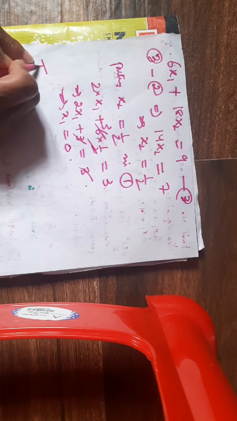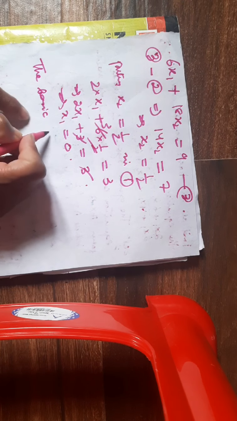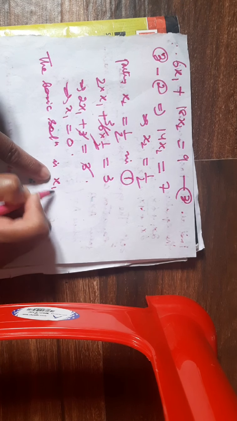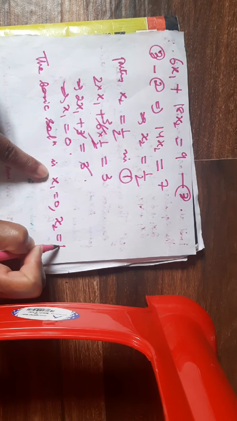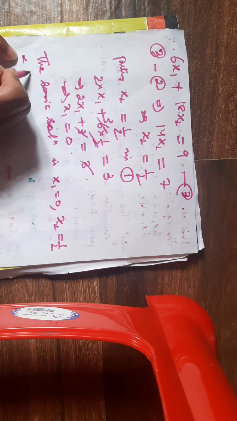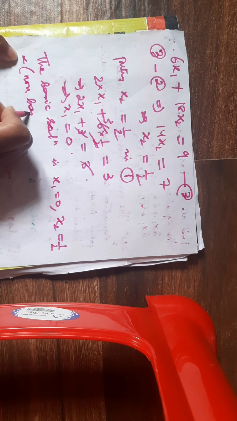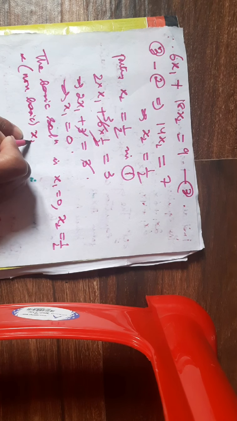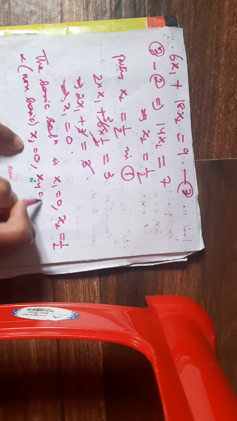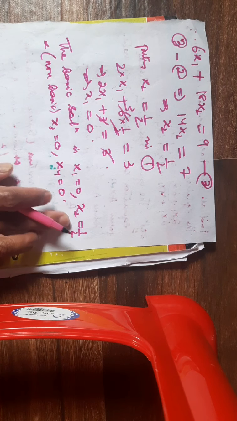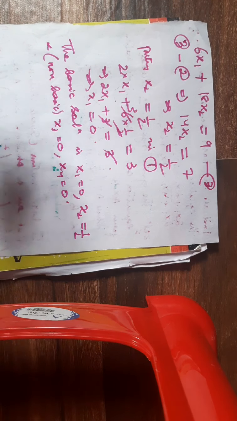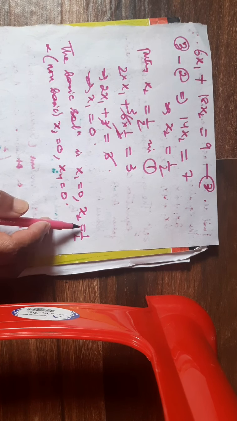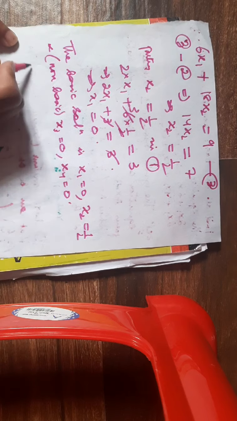So therefore, the basic solution here will be given by x1 is equal to 0, x2 is equal to half, and the non-basic variables, that is x3 and x4, so x3 is equal to 0, x4 is equal to 0. Now this one is a basic feasible solution. Why? Because all the values of xi are either greater than or equal to 0. None of them are negative.